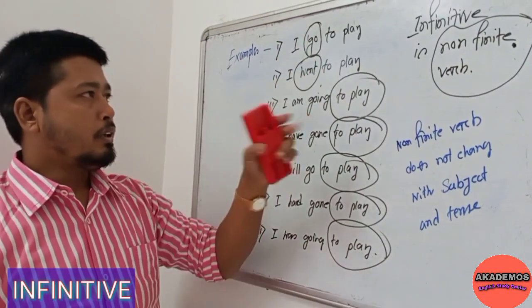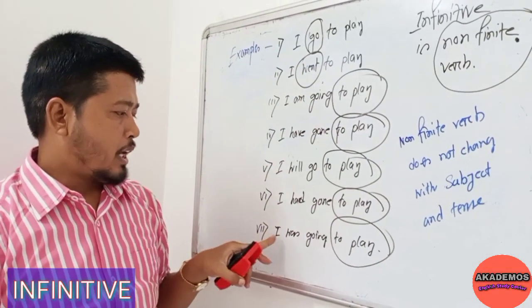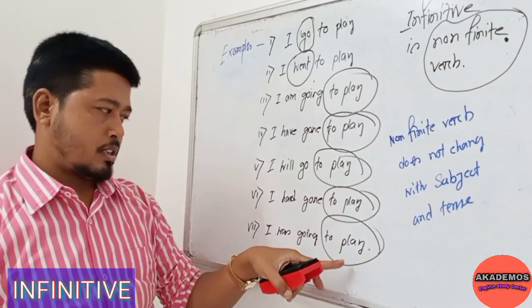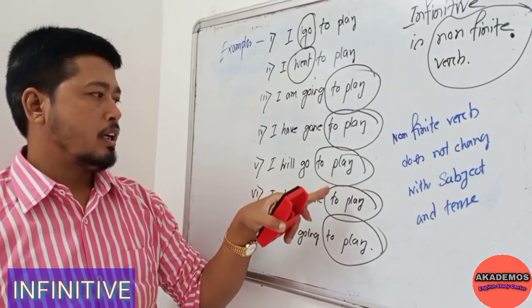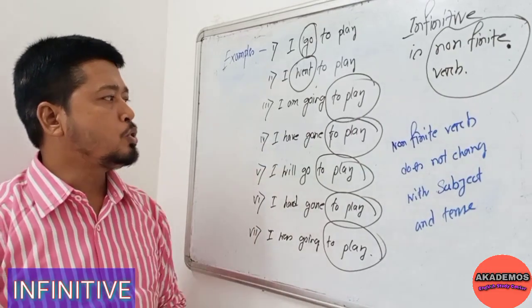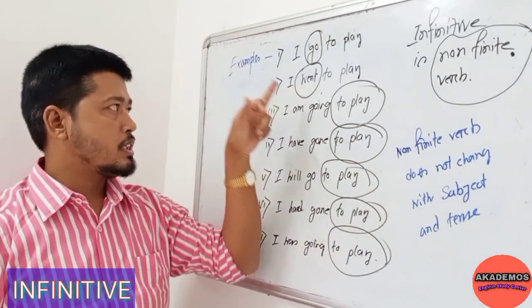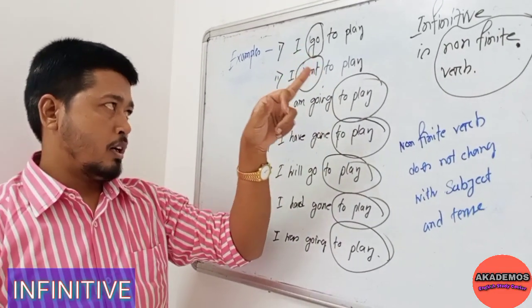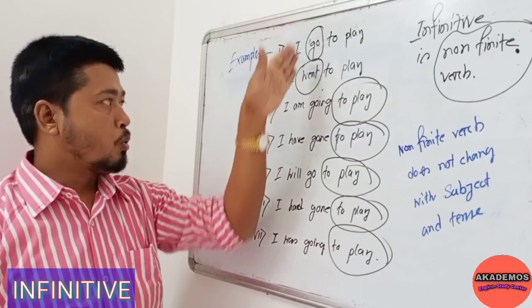Here you will remember: to play. I was going to play, the past continuous. I had gone to play, the past perfect. I will go to play, simple future. I have gone to play, the present perfect. I am going to play, present continuous. I went to play, simple past. I go to play, simple present. So go is changing.